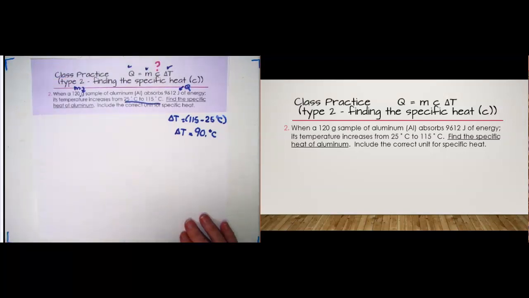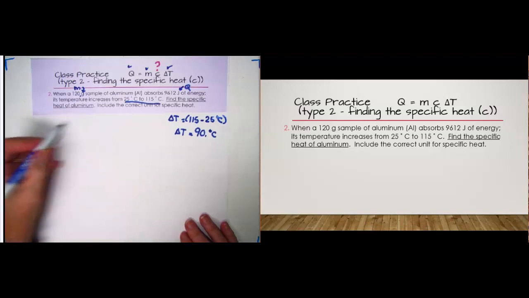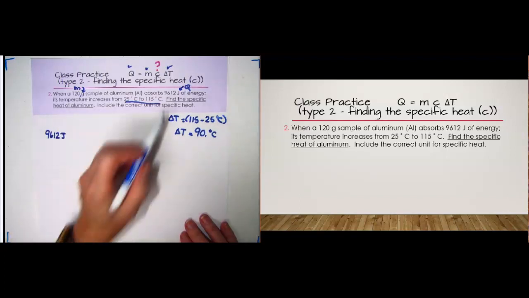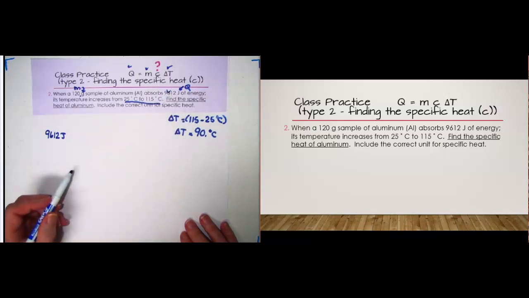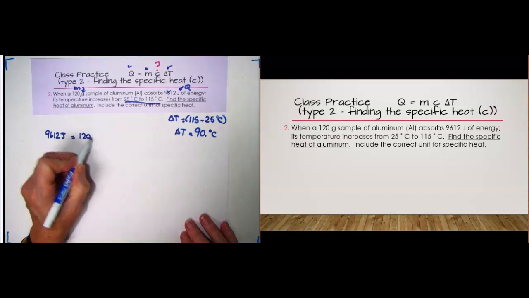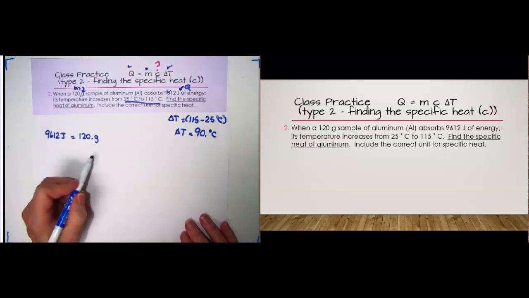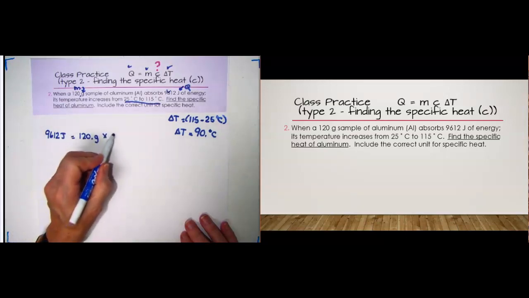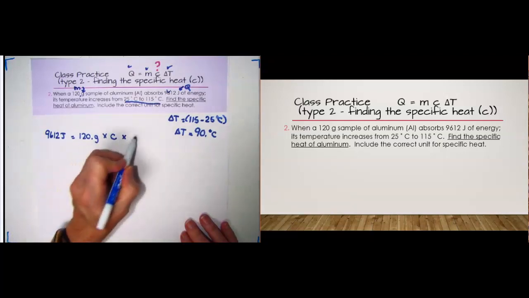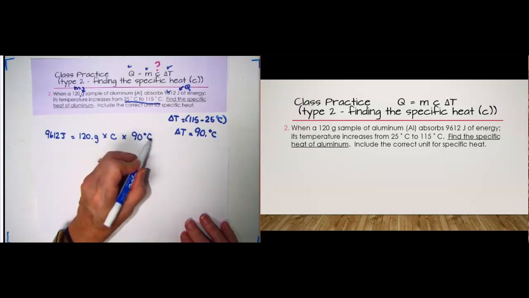Now, personally, this is the way I do it. I'm just going to fill it in. Q is equal to 9,612 joules. I've used that piece of information now. That is equal to M, 120 grams, times C, which I don't know, times delta T, which is 90 degrees C.